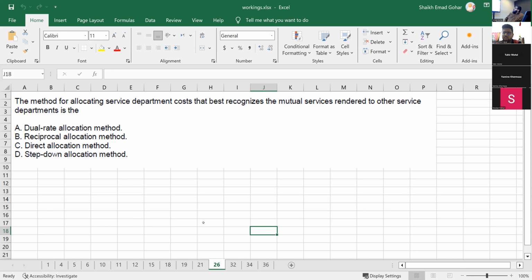But if service department 2 is giving back also something to service department 1, that is reciprocal. Right? So what is the answer here? B is the answer because they are saying best recognize the mutual service department. So which method we need to use? Reciprocal. And in reciprocal, if you remember, we did some algebra. Okay. So please recap those workings as soon as possible. By the way, reciprocal method is also called algebraic method, algebraic distribution method, another name.